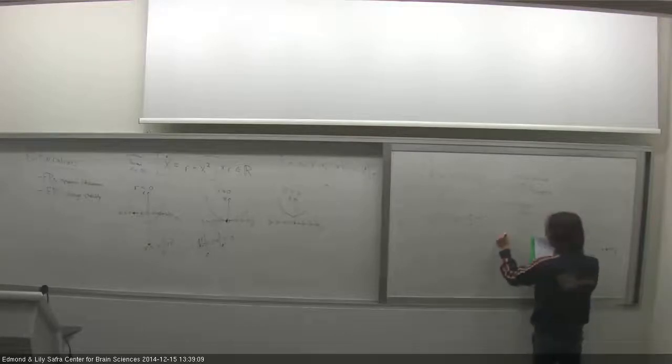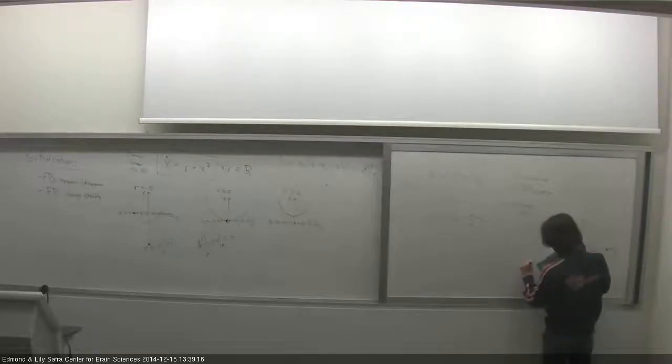When r is equal to 0, then we just have x dot equals minus x squared.